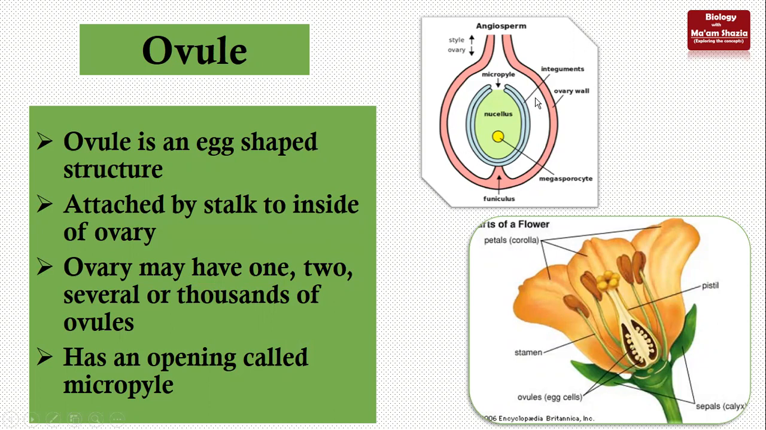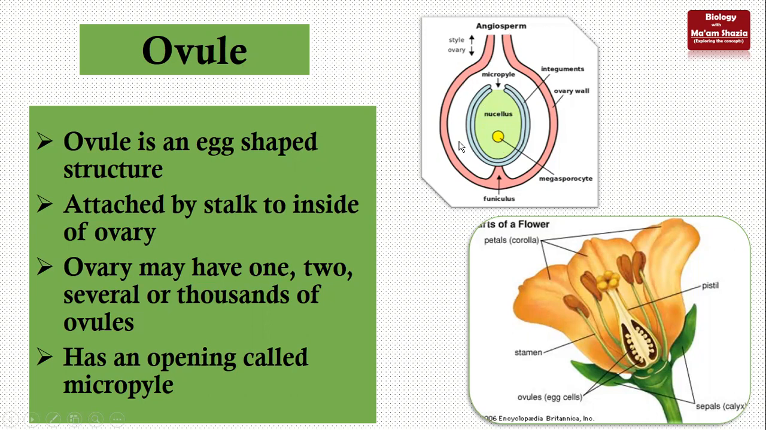So this is one ovule. This is the ovary, the pink colored part is the ovary wall, and the blue structure inside is the ovule. It has an opening called the micropyle, and it has the megasporocyte. The megasporocyte is a diploid cell, also called the megaspore mother cell. Before fertilization it is filled with some other types of cells, which we will discuss later. The ovule is an egg shaped structure.